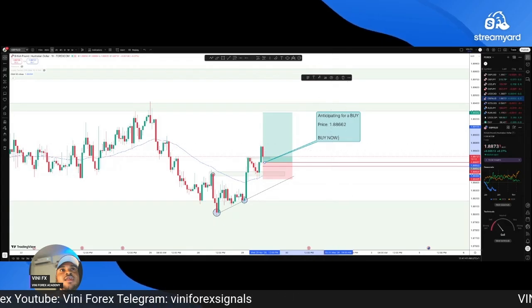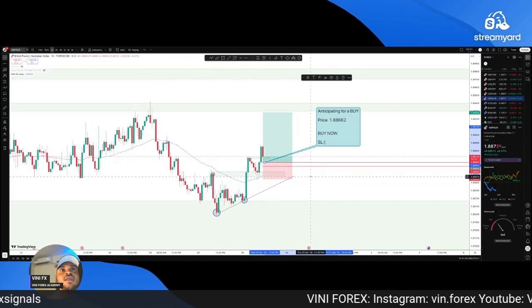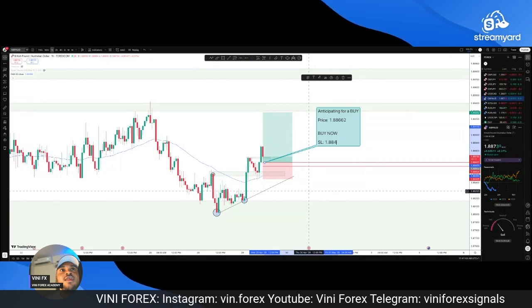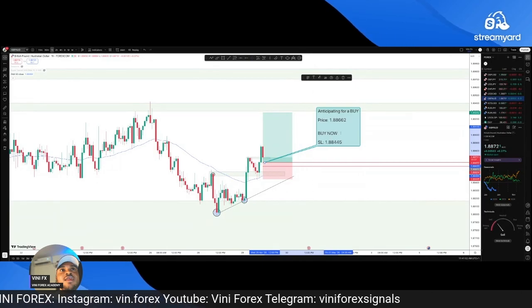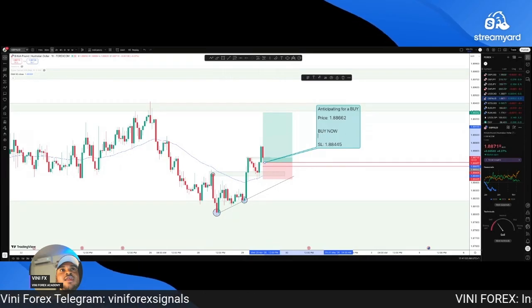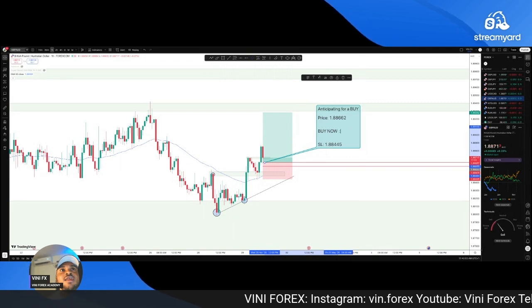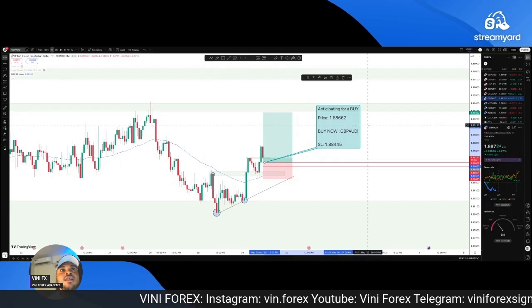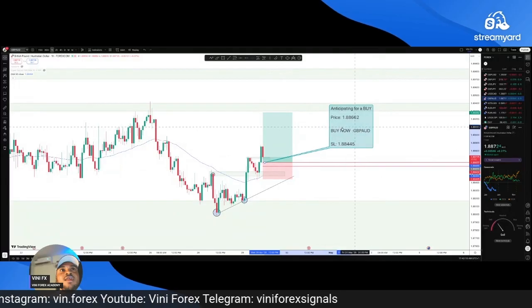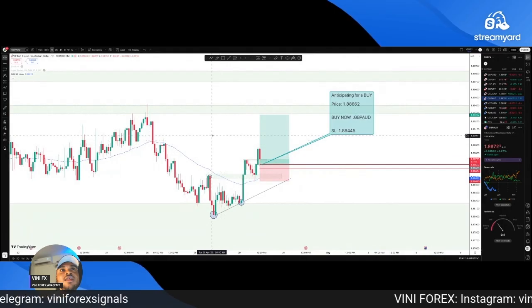Simply buy now. It's nothing to keep on waiting for. You can buy now, and your SL is 1.88445. Okay, just buy now GBP AUD, and this is your SL. So I will come back to this market to show you what this market has done within the next few hours.